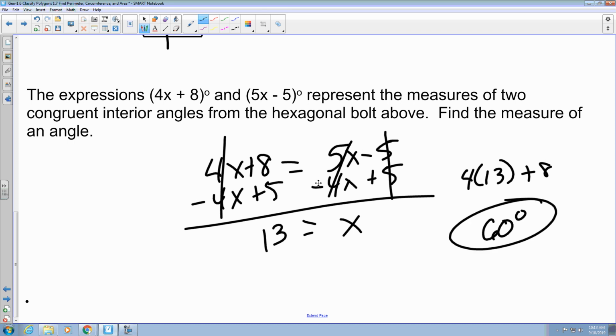And it would work for the other one. So if I went 5 times 13, that's 65. 65 minus 5 is also 60. And that is being able to classify polygons.